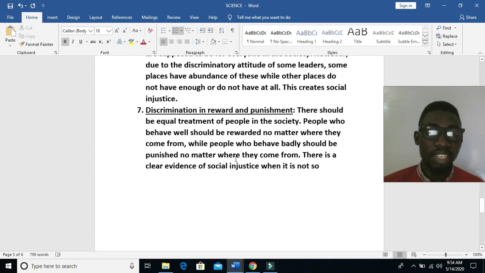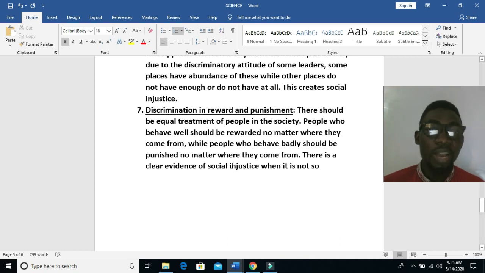Number 7, discrimination in reward and punishment. Segregating when it comes to rewarding people and also in punishing people. Let's explain this. There should be equal treatment of people in the society. Treat everyone as the same. People who behave well should be rewarded no matter where they come from. It doesn't matter if the person is from your state, your tribe, or ethnic group. In as much as a person has behaved well, the person should be rewarded accordingly.